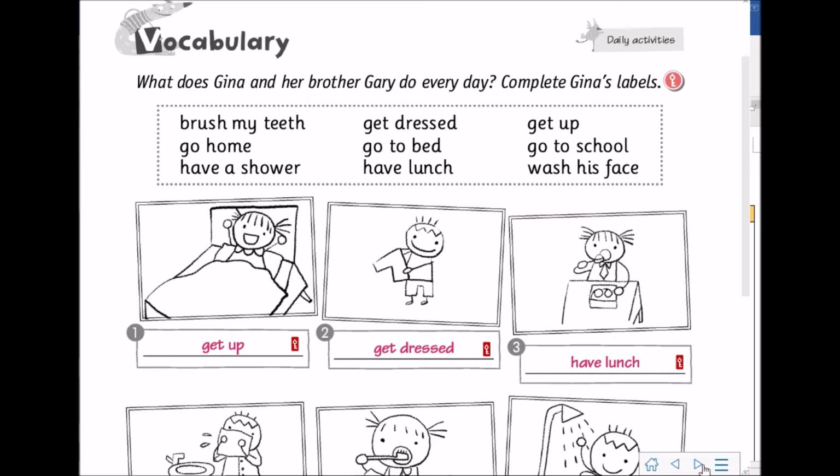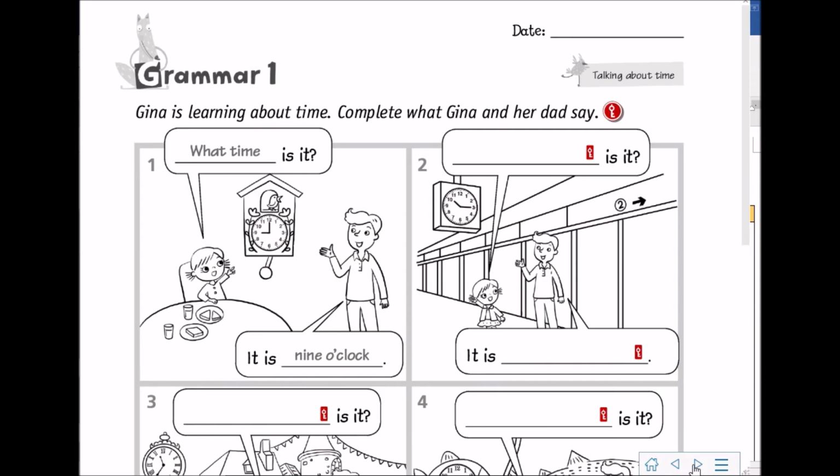Next page 15. In unit 3 you need to know how to tell the time. When you ask a question, you can ask what time is it? And then you answer it is 9 o'clock. So after breakfast, where do they go? They go to the MTR station. So how do you ask questions about time? Again, yes, same. What time is it?